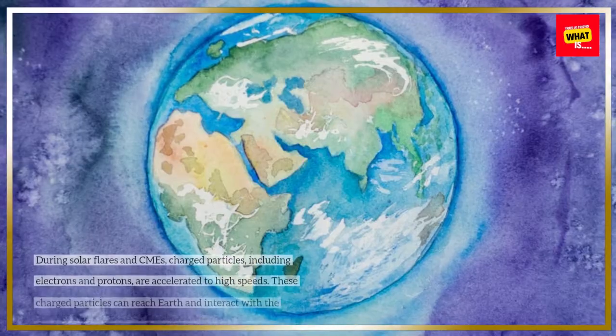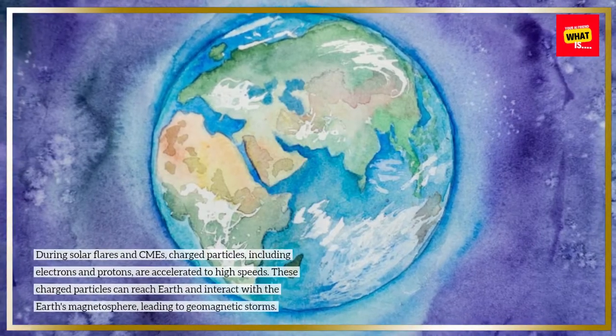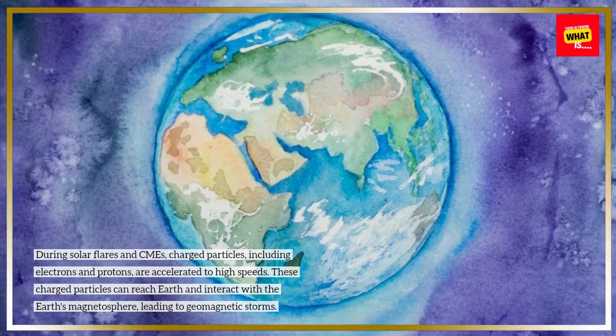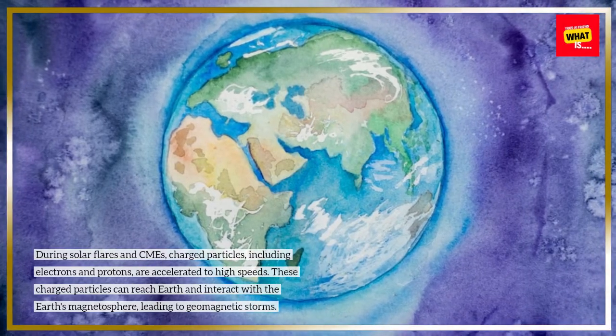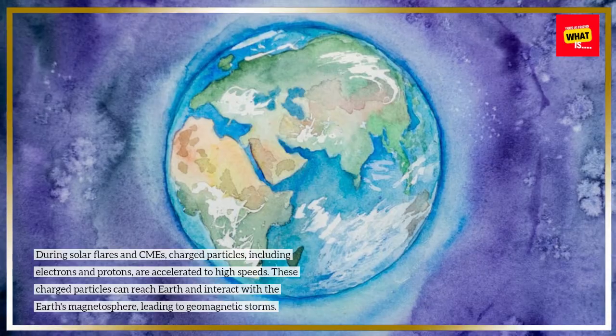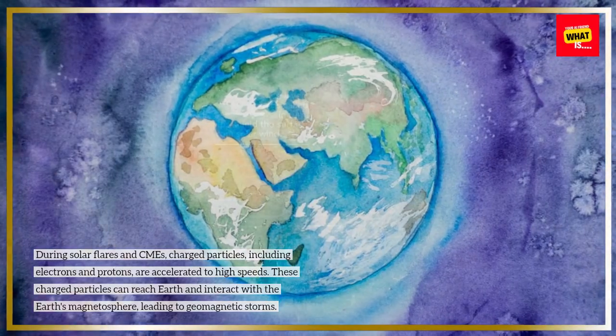Charged particle acceleration. During solar flares and CMEs, charged particles, including electrons and protons, are accelerated to high speeds. These charged particles can reach Earth and interact with the Earth's magnetosphere, leading to geomagnetic storms.